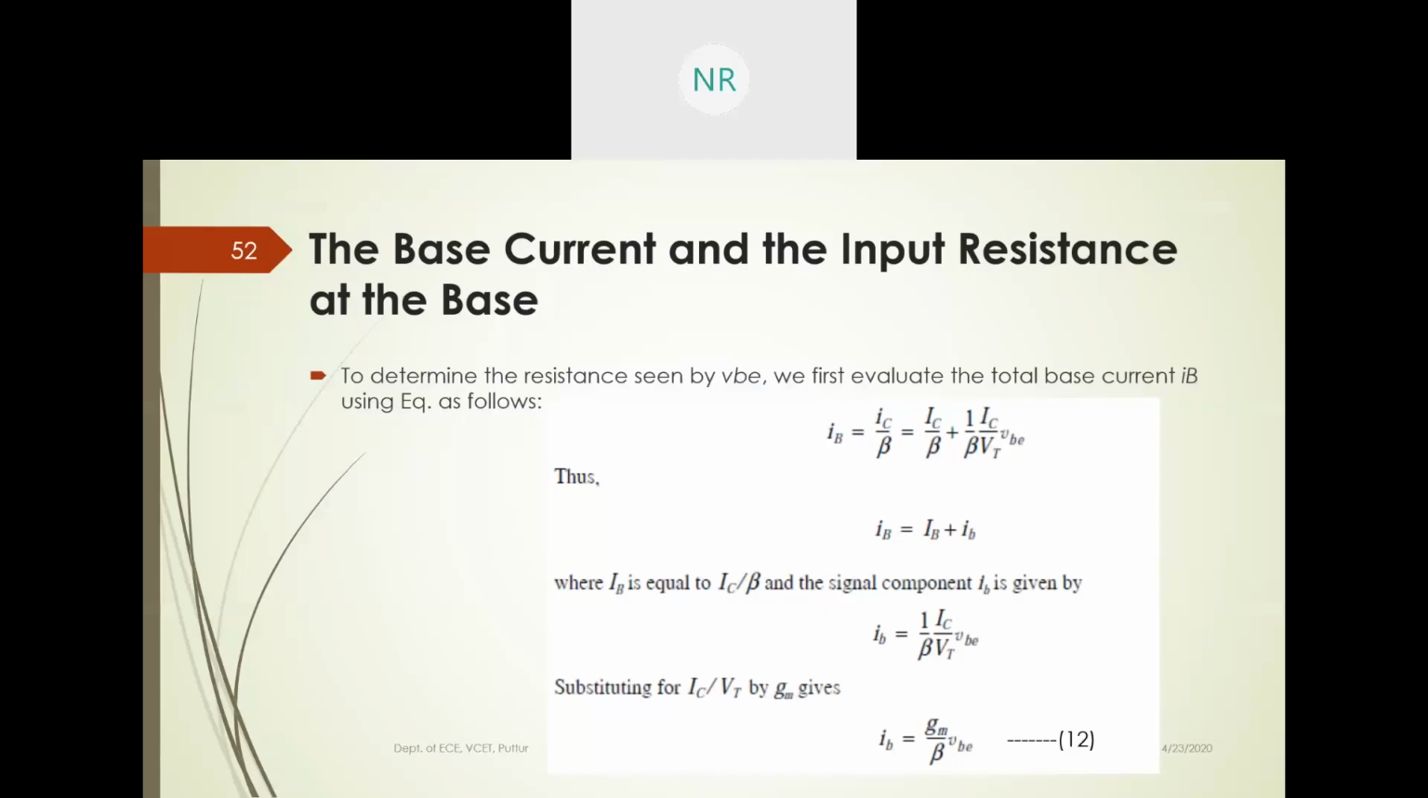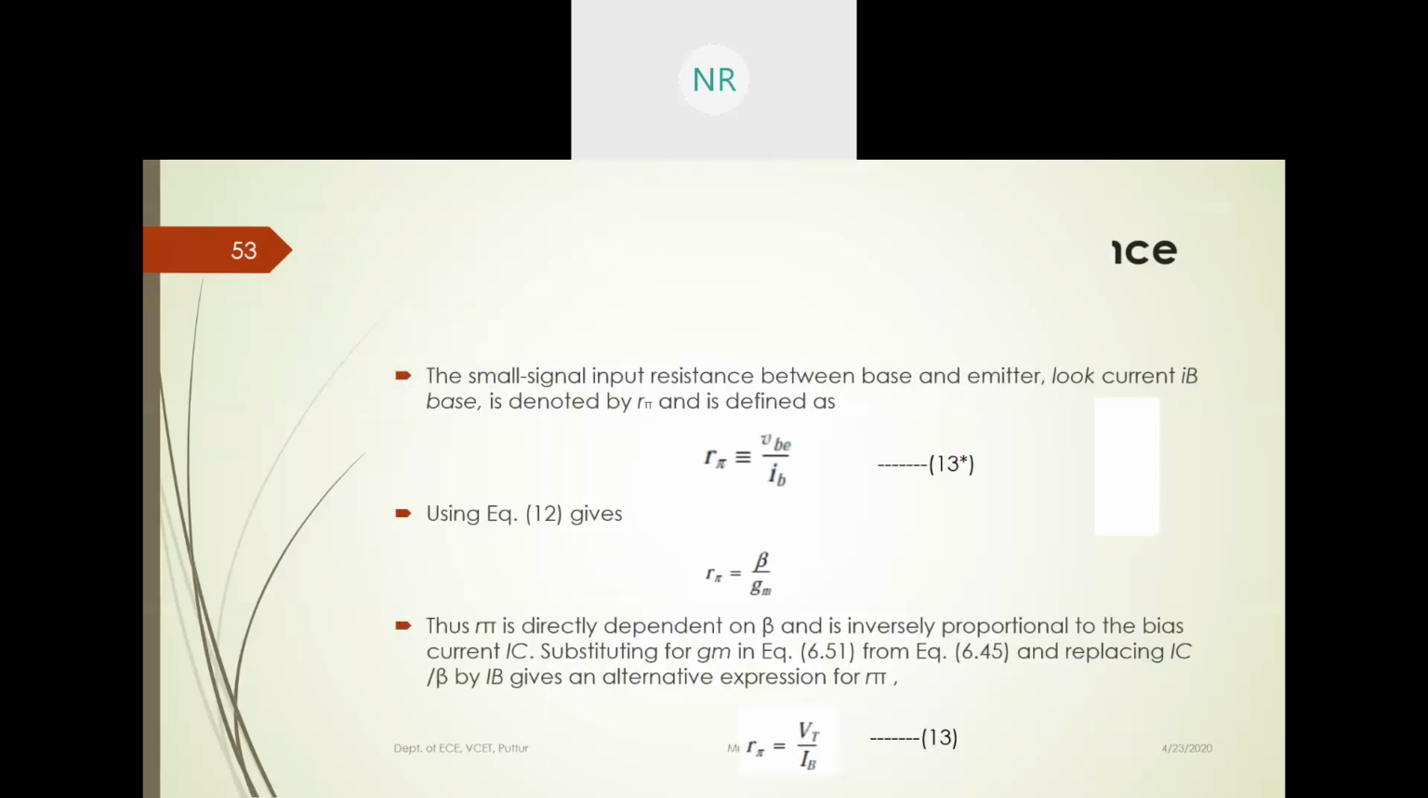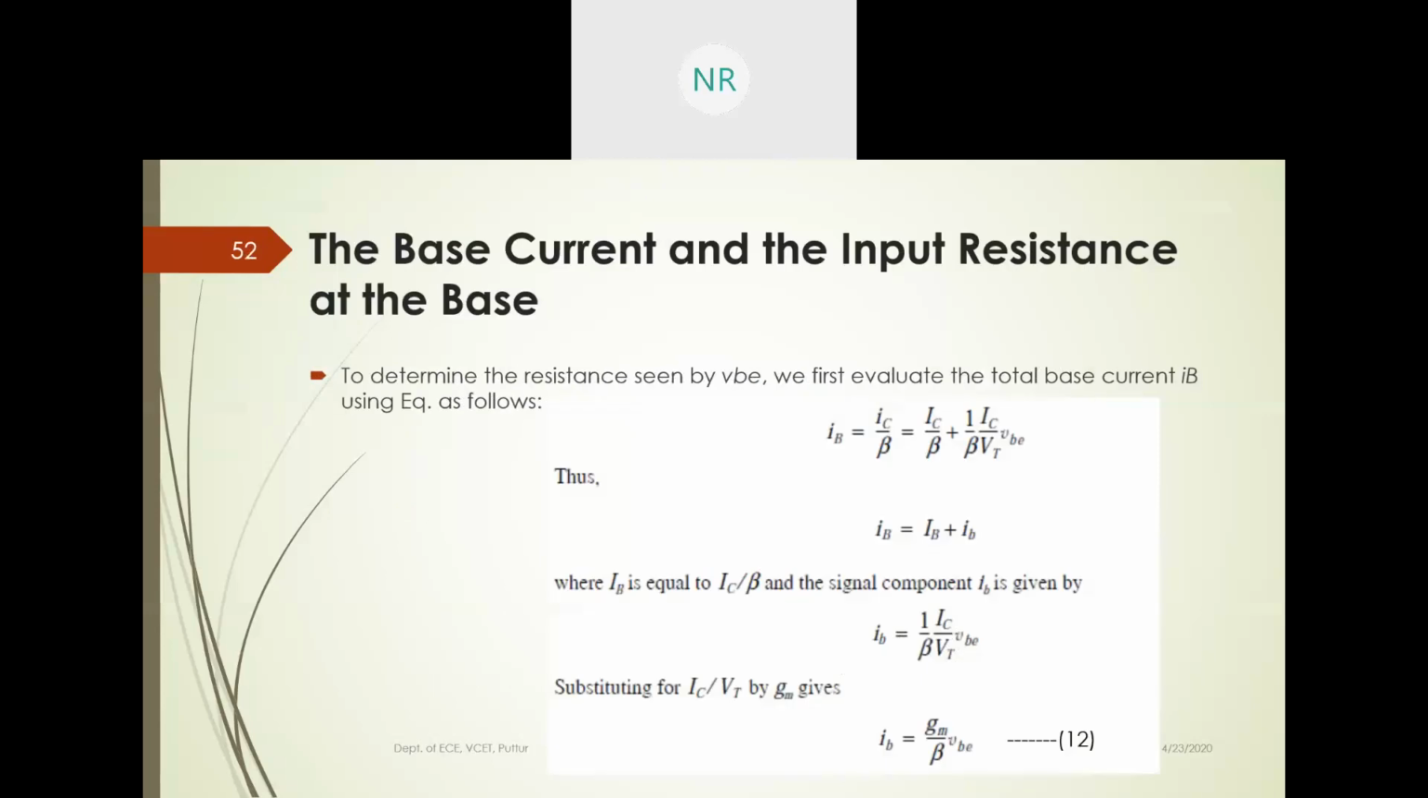Okay, so where IB is equal to IC by beta and the signal component ib, that is your AC component, is given by this much. Okay, and we know IC by VT is nothing but GM. So replace that with GM by beta into VB. This is the AC component, AC base current. So this is the equation for your AC base current.